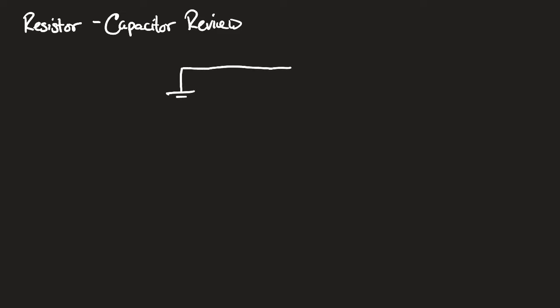All right, so the goal of today is to do a brief review of RC circuits before we go into RL circuits. So an RC circuit is a resistor and a capacitor. So let's just title this resistor capacitor review. Now the reason I want to do this is because RL circuits are very similar to resistor capacitor circuits, but they have a couple of distinct differences. So having a quick review of RC circuits should help us understand RL circuits.